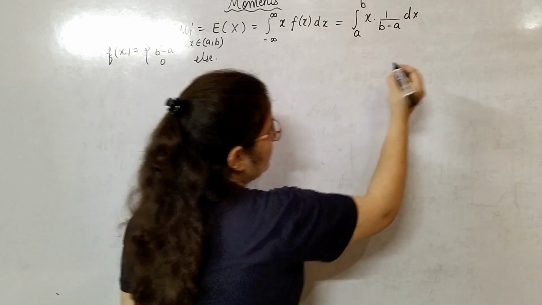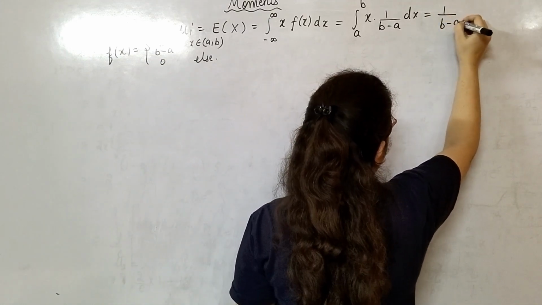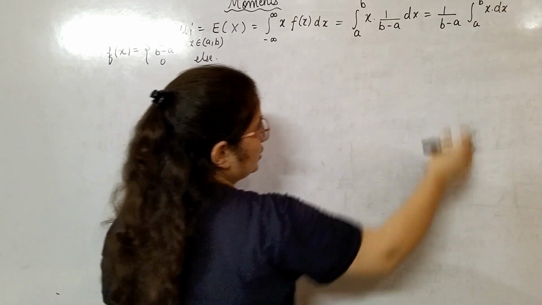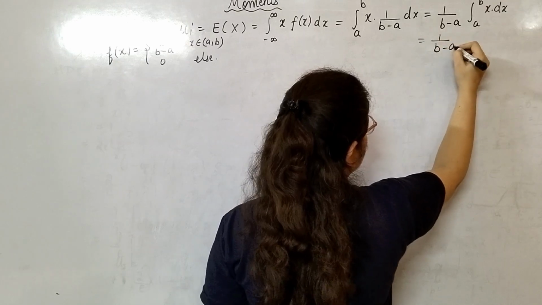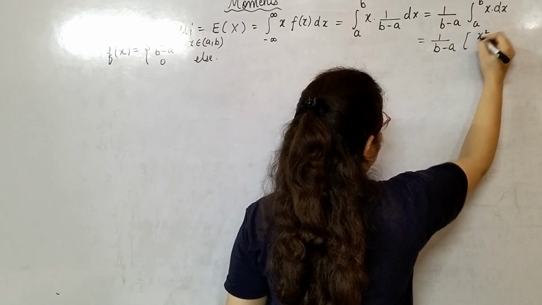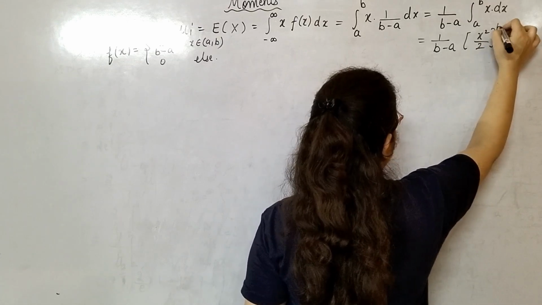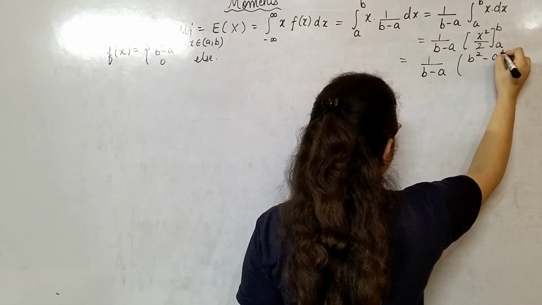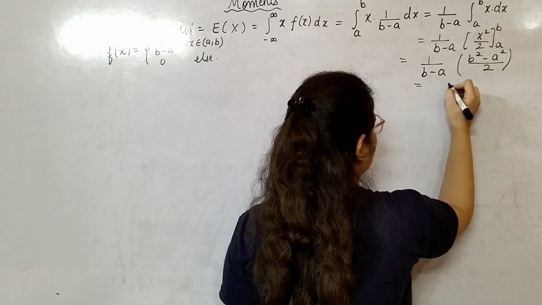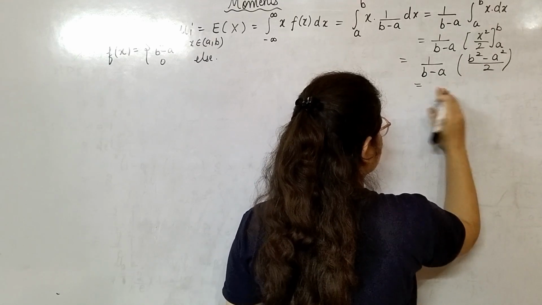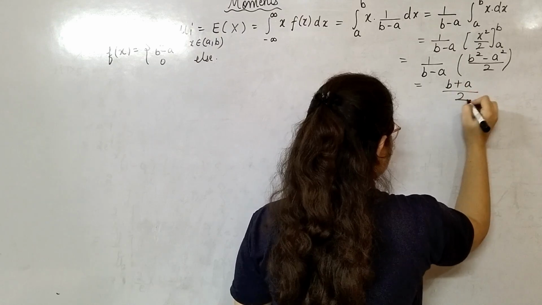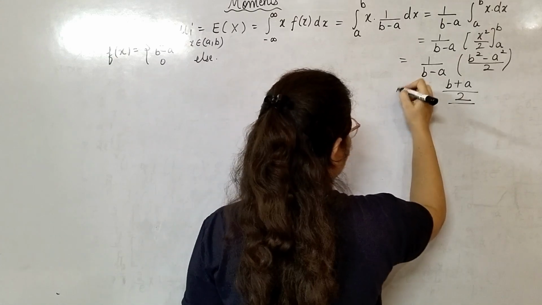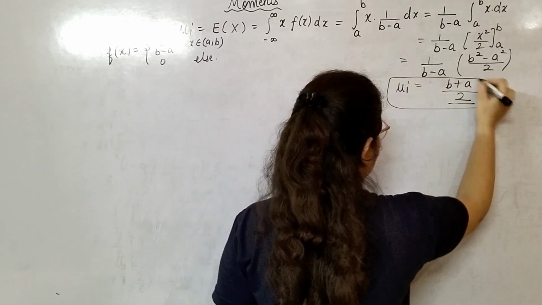Now this b minus a is a constant, so I can take it out as common: 1 upon (b minus a), integral from a to b of x dx. The integration of this is x square by 2. When you put the limits from a to b, you get 1 upon (b minus a) times (b square minus a square) by 2, which is (a plus b) by 2. This is your mu1 dash, the mean.